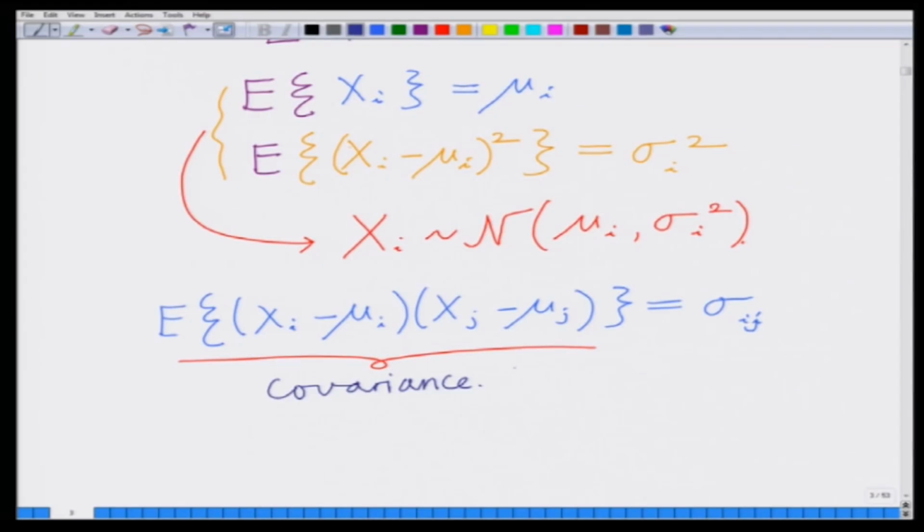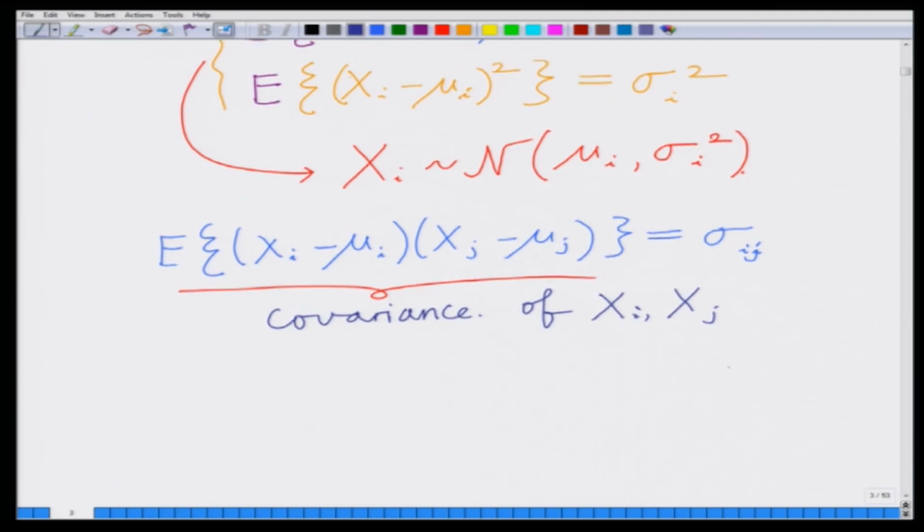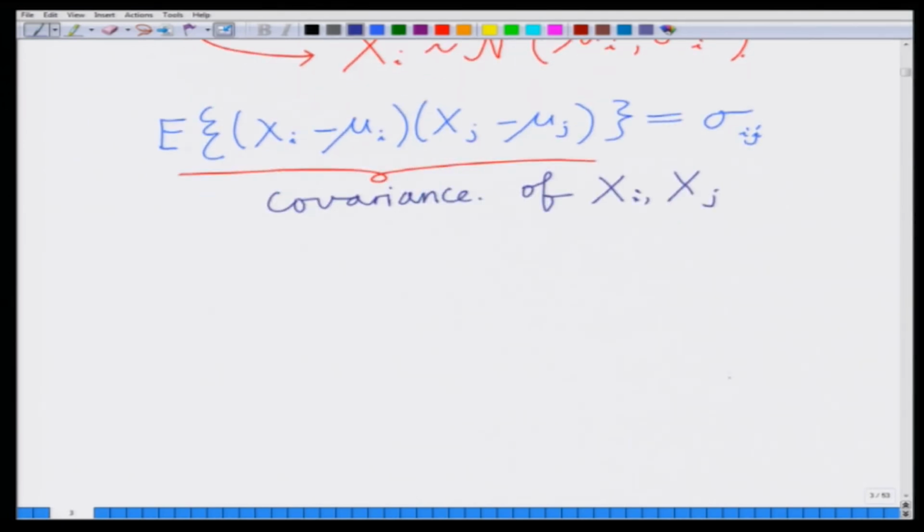This is the covariance of xi comma xj, and this is equal to sigma ij. Now, let us consider the linear combination of these random variables.